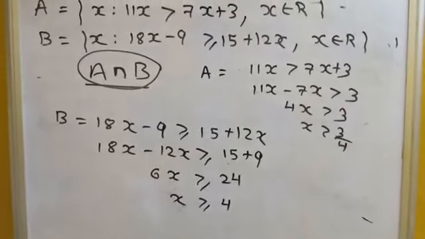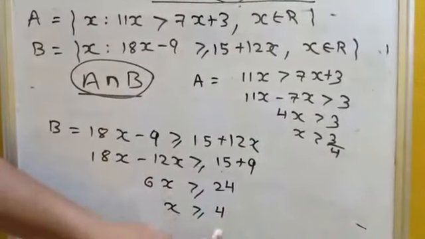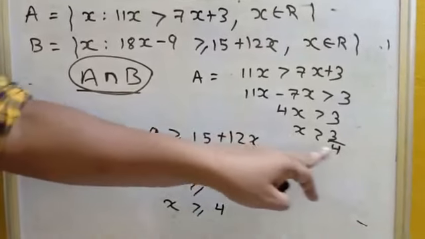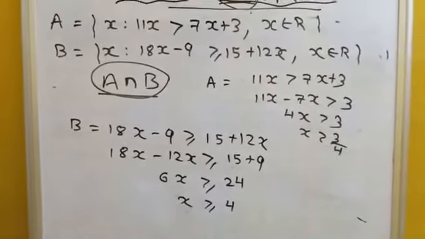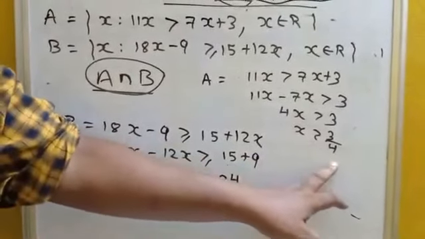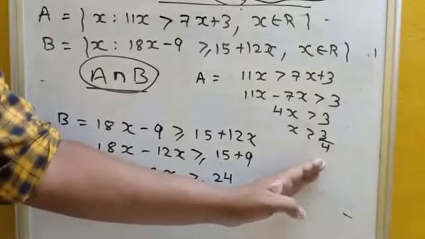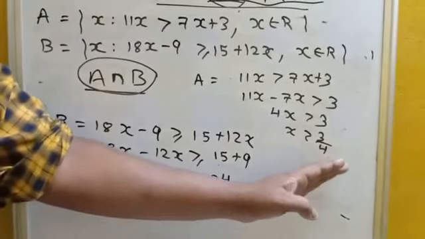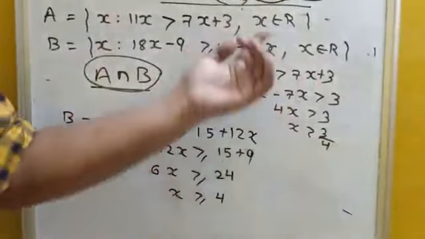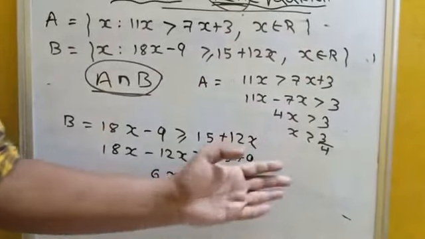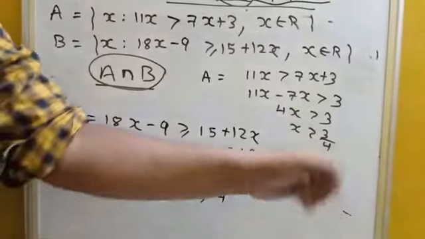So what are you getting here? x greater than 3 by 4 and x greater than or equal to 4. In A, x is greater than 3 by 4. In B, x is greater than or equal to 4. Here, x greater than 3 by 4 means 0 point something, so 1, 2, 3, 4, 5, 6, all the numbers. x belongs to R means all the numbers just after 3 by 4, next to 1, 2, 3, 4, 5, all that.